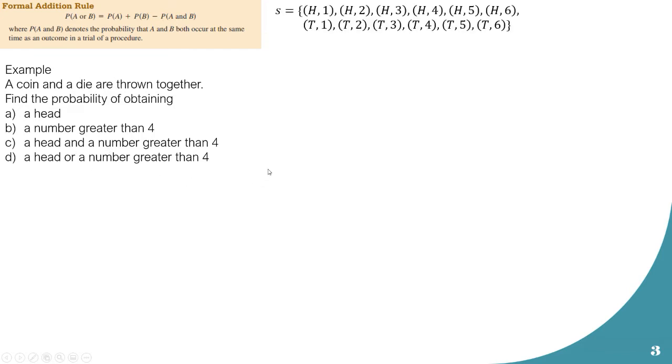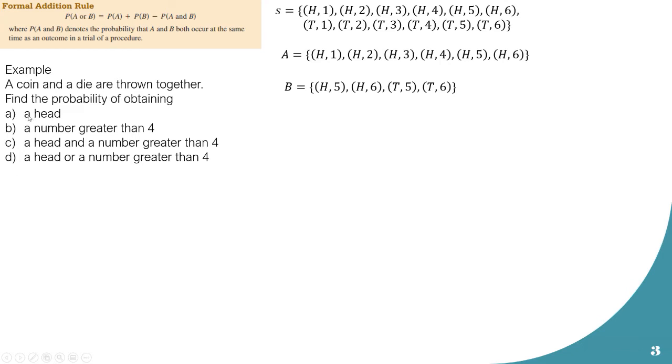So let's look at the sample space. You can get a head and 1, head and 2, head and 3, head and 4, and so on. And then you can get tail and 1 up to tail and 6. So what's the probability of getting a head? Well, it's this event. Let's say the event getting a head, let's say I call it A. Well, this is a subset, it's this subset of the sample space here.